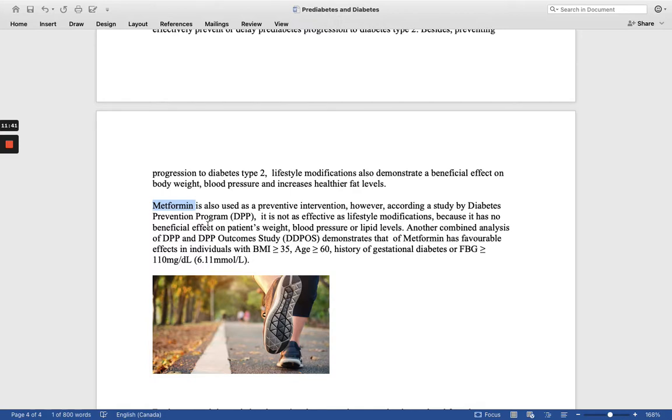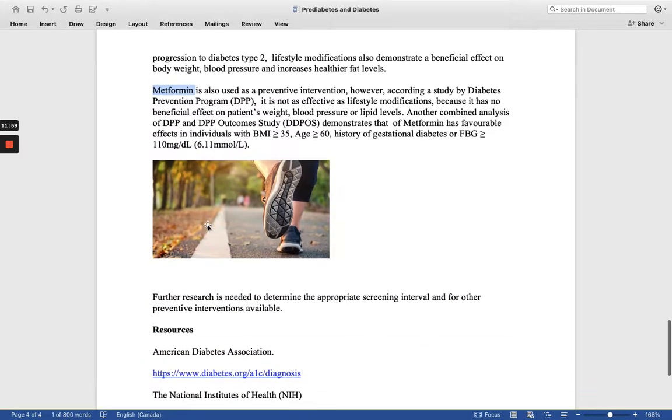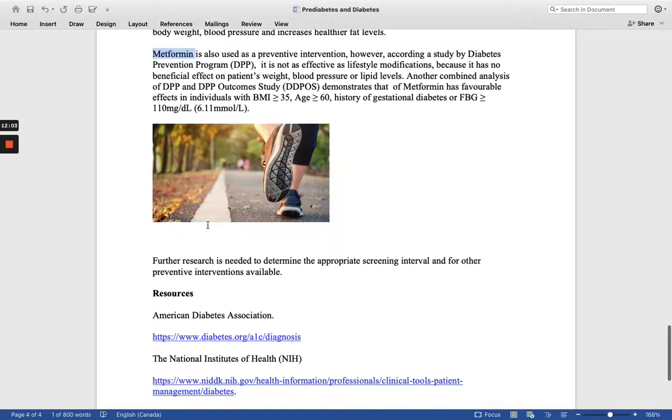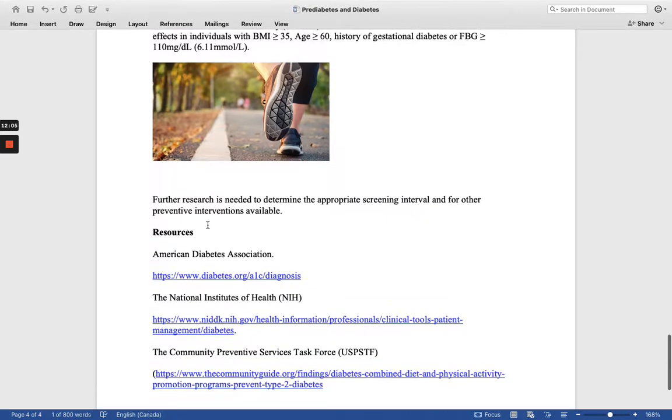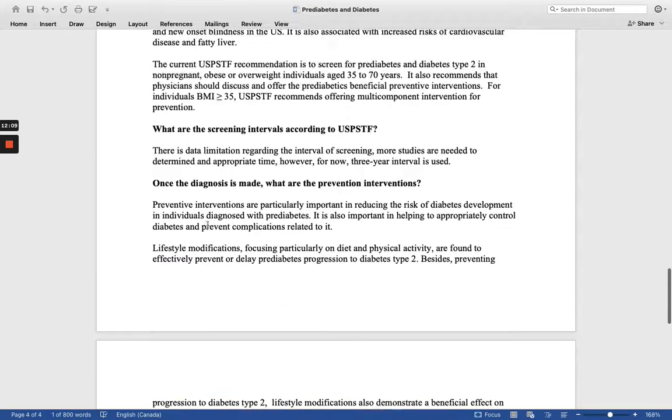However, it is only helpful for lowering blood glucose levels, and it does not help with any of the other things, including weight, including blood pressure, and including fat levels in your blood. Okay? So overall, it just helps you to lower your risk, and it is only in specific individuals. So these are the new guidelines that I wanted to tell you.